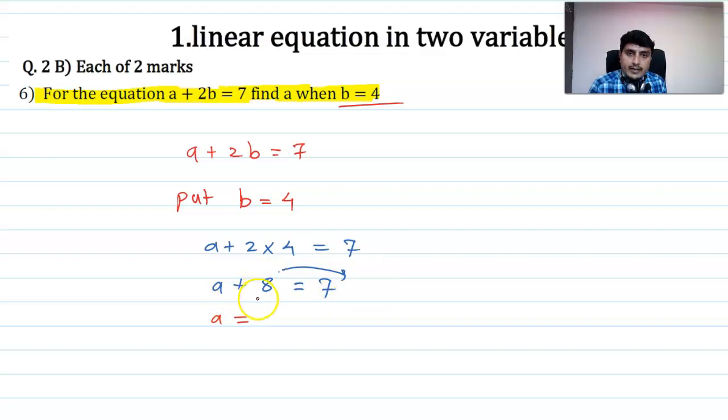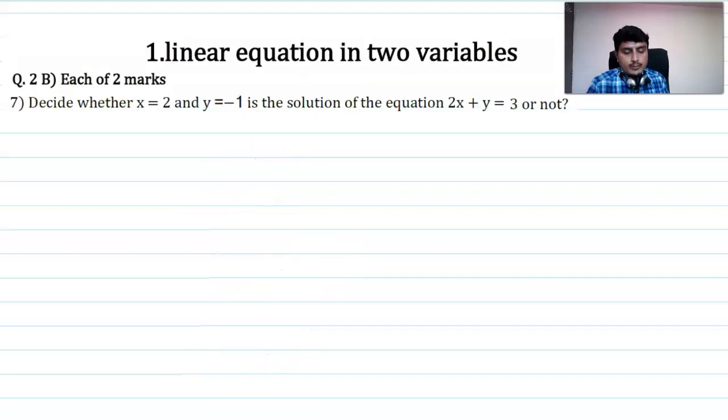Here we have plus 8. Now after all shifting it will become minus 8. And 7 minus 8 will become minus 1. So the value of variable a is minus 1. Look at question number 7.